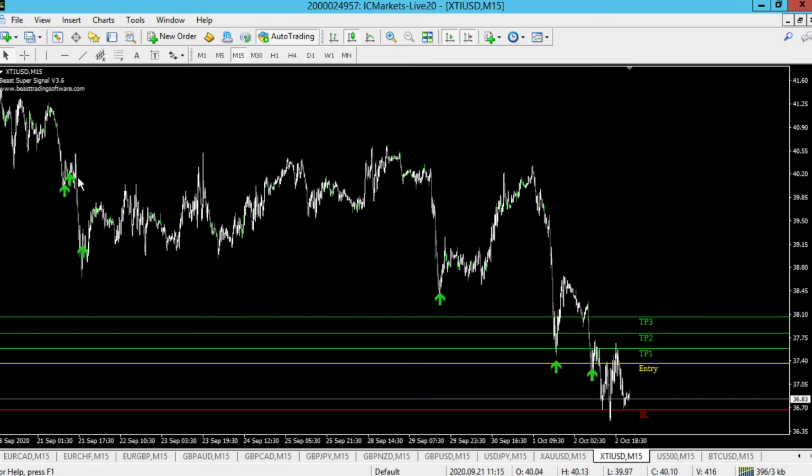Looking into last week, those 2, I think, that first buy might have hit profit. The second one was a loss. This was a win. We had a win here, and then this one, I think, unfortunately, the last signal we had from this indicator on oil was a loss.